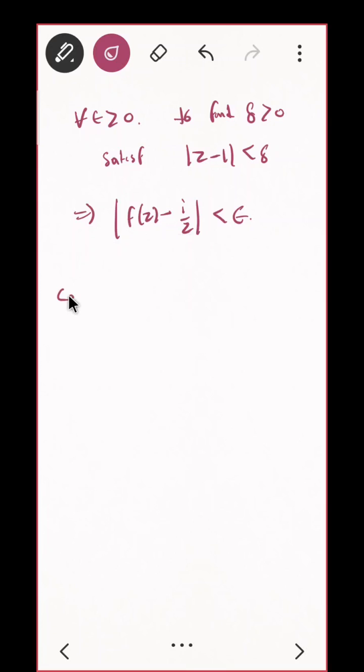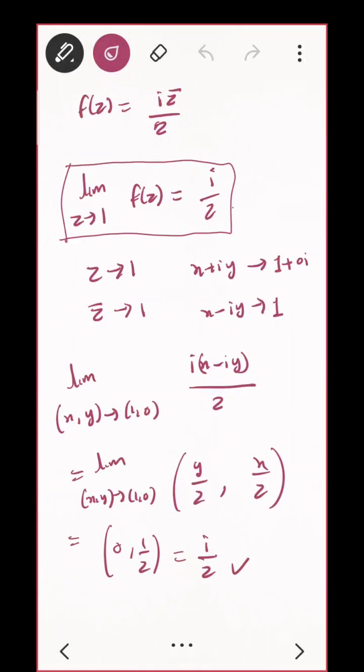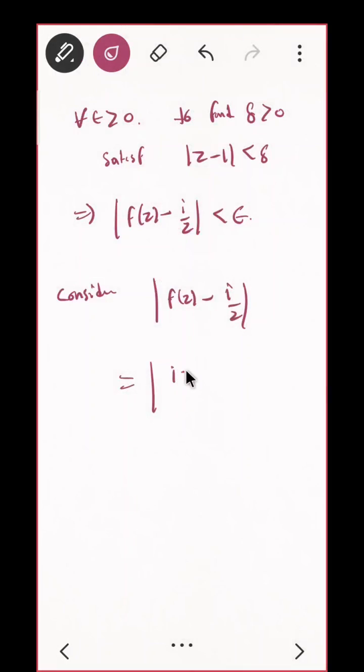So I'll start from here only. Consider mod of f of z minus i by 2. So what is your f of z? i z bar by 2. Yes, what about this? Yes, you already know the property of mod. Mod of z1 z2 is the same as mod z1 mod z2. Is it?